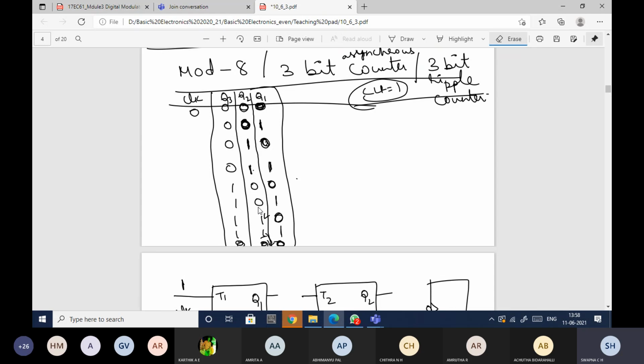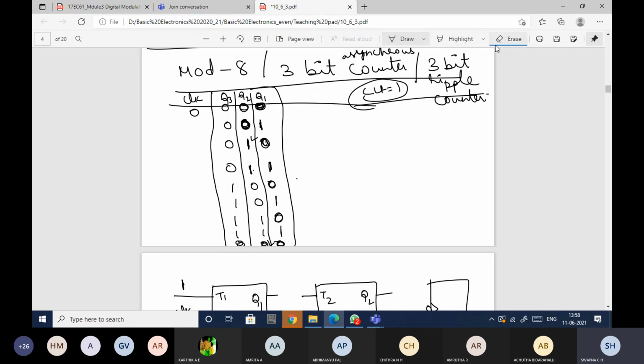See, I'll tell you one thing. You need to connect from Q1 so that it will toggle. When Q1 is changing from 1 to 0, Q2 is changing from 0 to 1. It is toggling, right? Yes or no? Just check the inputs again.